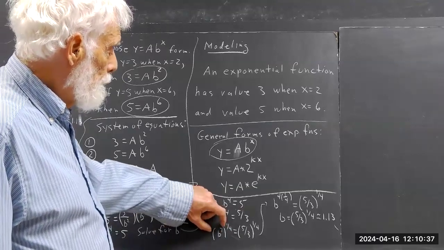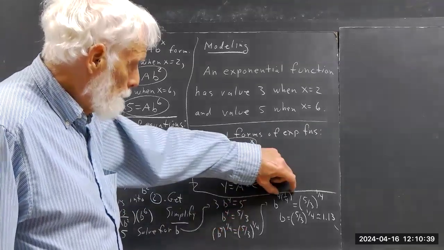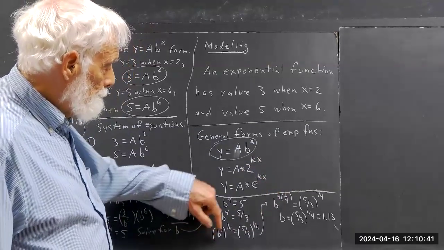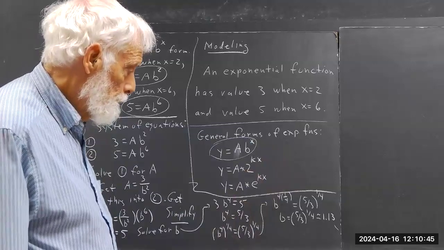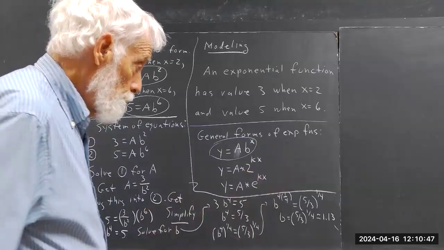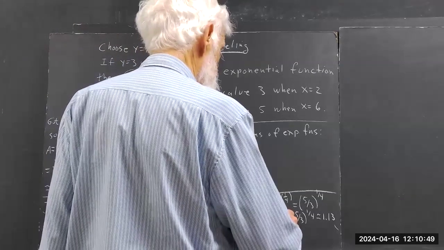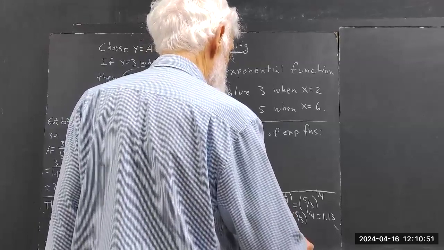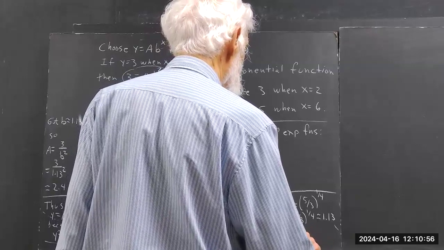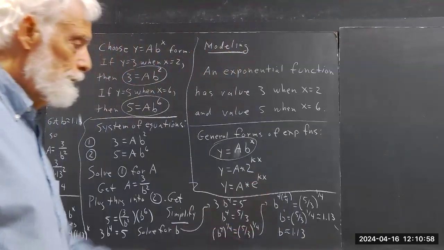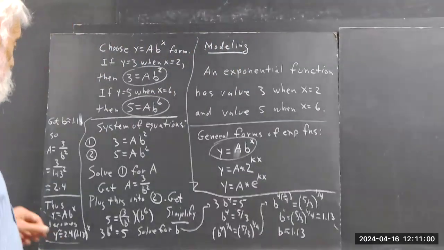Now, why do we do b to the 4th to the 1/4? Because if you raise a power to a power, you multiply the powers. b to the 4th to the 1/4 is then b to the 4 times 1/4, which is just b to the 1 or b. So b is something like 1.13, if my mental calculations are correct.